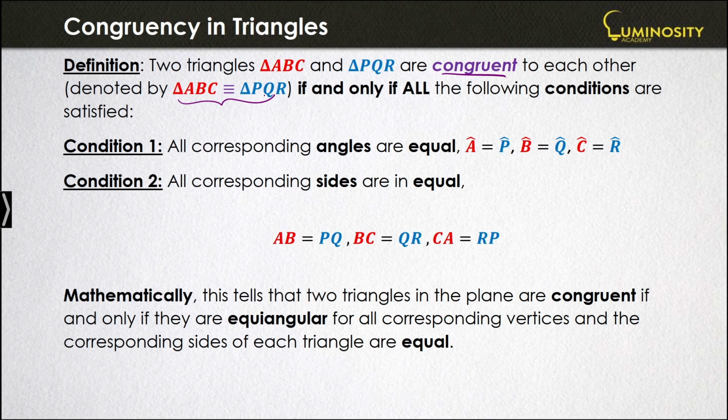So we need to show all corresponding angles are equal. So in the order it's written, those angles must be equal to each other. And then condition 2 stipulates that all corresponding sides are equal in length. So not in proportion like similarity, but they must actually be equal in length. Mathematically this tells us that two triangles in the plane are congruent if and only if they are equiangular for all corresponding vertices, and each corresponding side of each triangle is equal.